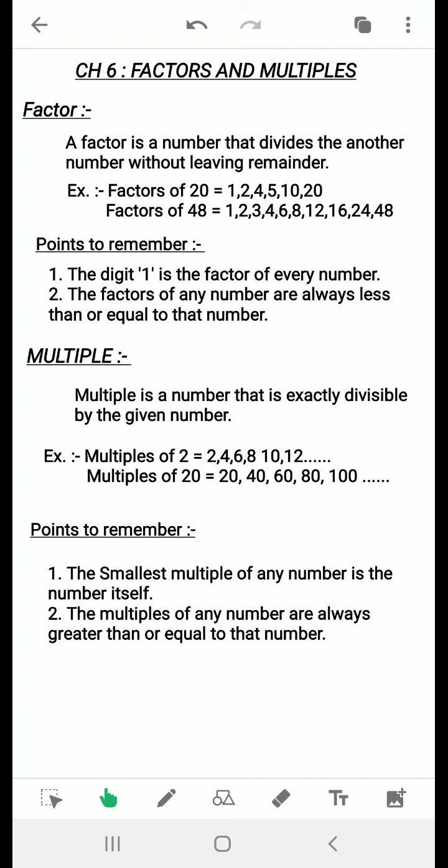What is a multiple? A multiple is a number that is exactly divisible by the given number. Read it carefully. A factor was a number that divides another number without leaving a remainder, and a multiple is a number that is exactly divisible by the given number. In other words, a multiple is a number that comes in the table of the given number. For the multiples of 2, it can be 2, 4, 6, 8, 10, 12.